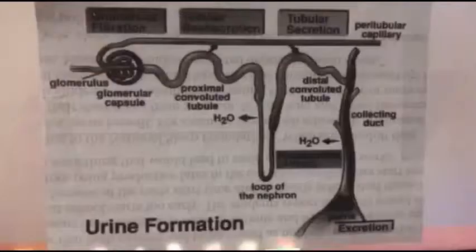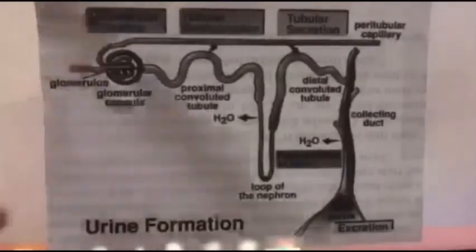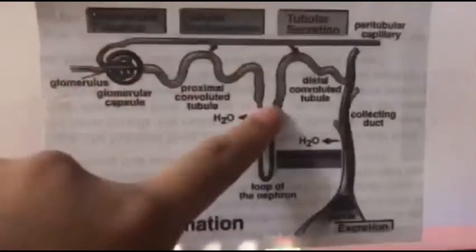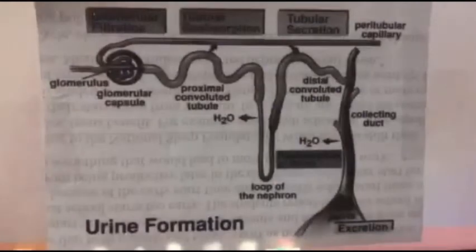So what are the 3 steps or processes of urine formation? Where do they occur? And lastly, what are the materials being reabsorbed or secreted into the urine? So the 3 steps of urine formation are filtration, reabsorption, and the secretion. So first one is the filtration. So filtration is the first step in making urine.